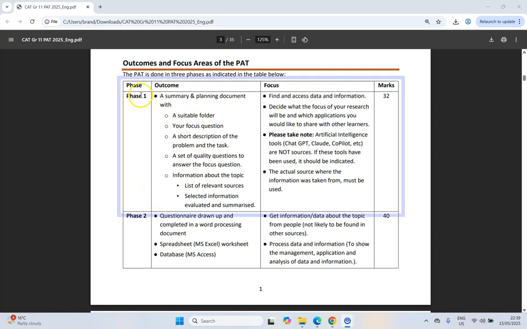So the first phase is going to just be a folder structure and a document with information. So you're going to create a summary planning document. There's going to be a suitable folder structure. You're going to have a focus question.